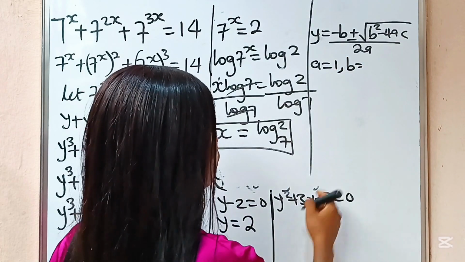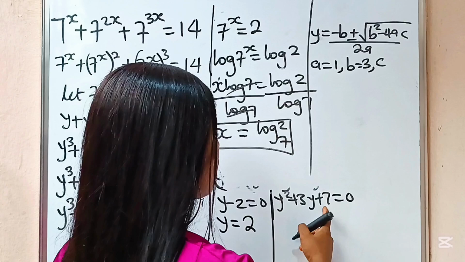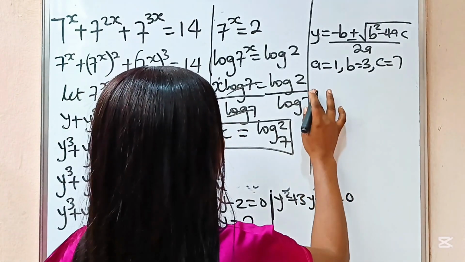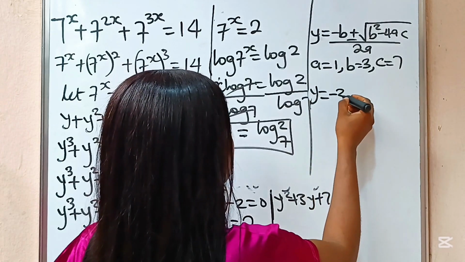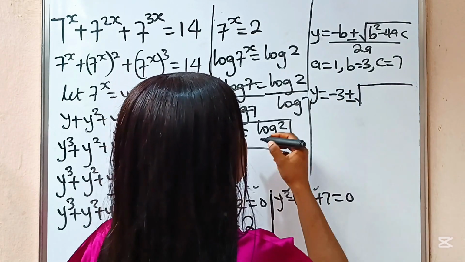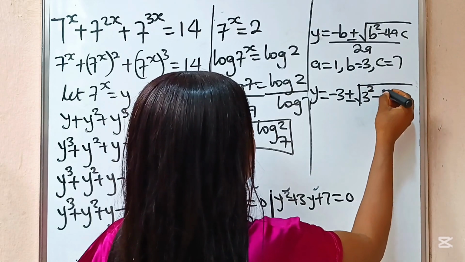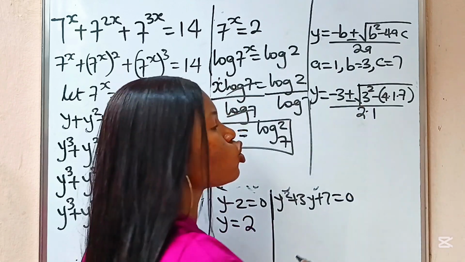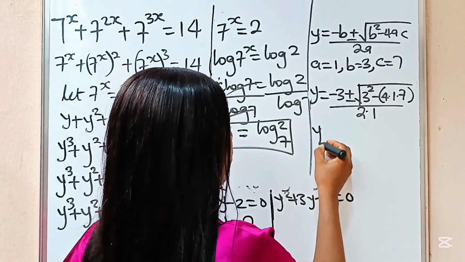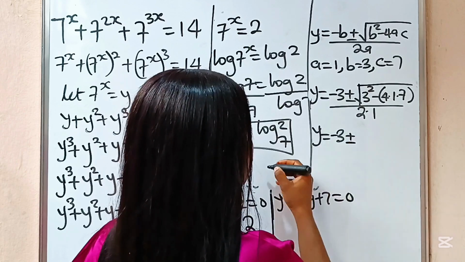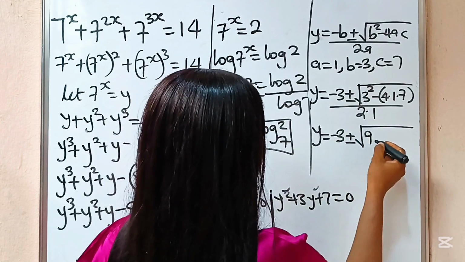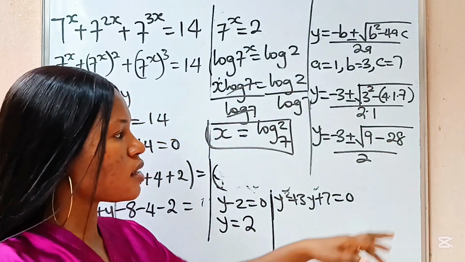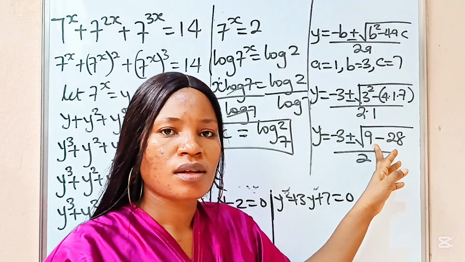Our b is the coefficient of y, which is 3. Our c is our constant, which is 7. Okay, so we can now write y to be equal to minus 3 plus or minus the square root of 3 squared minus 4 multiplied by 1 multiplied by 7, everything divided by 2 multiplied by 1. So we have y to be equal to minus 3 plus or minus the square root of 9 minus 28 divided by 2.